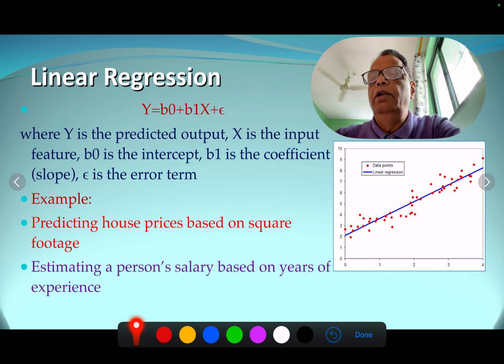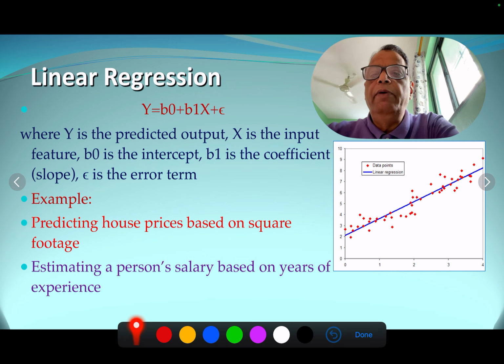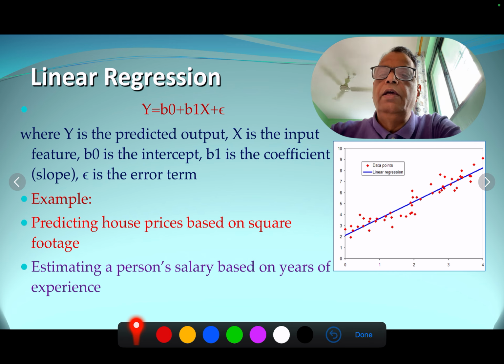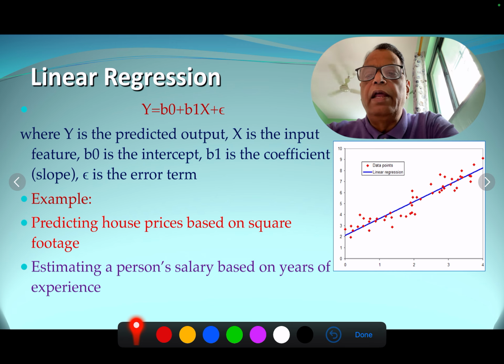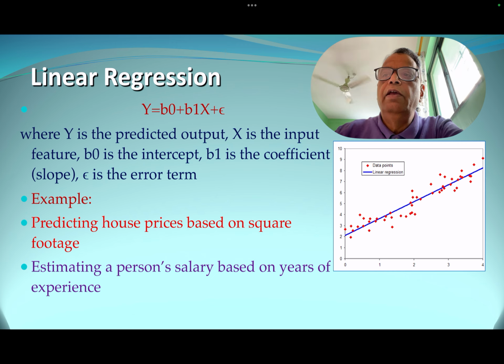So this linear regression can be plotted as shown in this diagram. For example, if you want to predict the house price based on the area available, then you can predict the house price. Or whenever we want to estimate a person's salary based on the number of years of experience, it is possible by making use of linear regression; we can estimate the salary of the person based on his experience. So these are the applications where you will find that linear regression can be used.